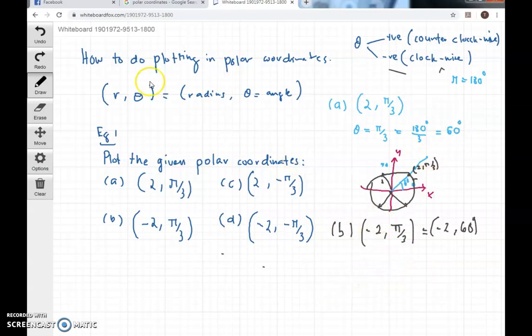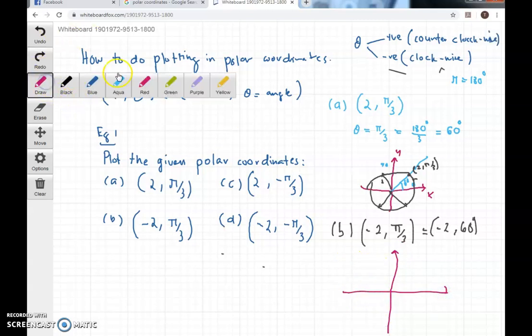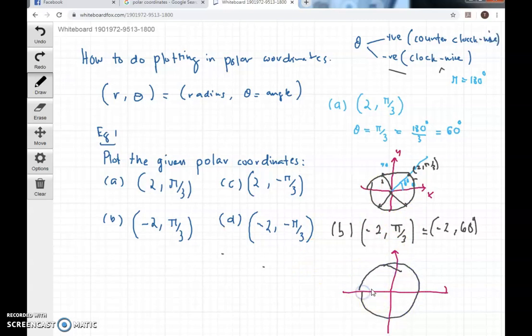So again, you can try to draw the x and y axis. Okay, and now let's say we have the same circle. You just need to draw a circle with radius 2. Just pretend that this is a circle with radius 2. You can draw it nicely later. Alright, so you already know that your 60 degrees is somewhere here. 60 degrees is on this part.